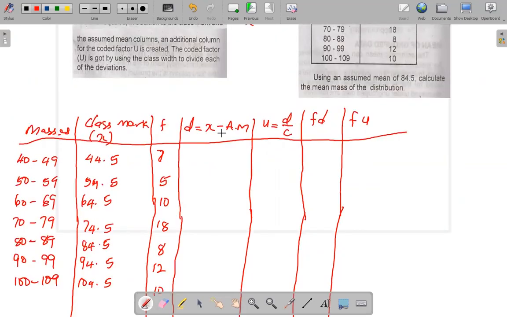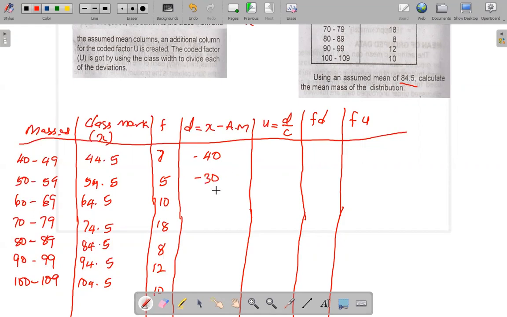Remember that deviation is x minus assumed mean. The assumed mean according to the question is 84.5. We're using an assumed mean of 84.5, calculate the mean mass of the distribution. So D, which is x minus assumed mean, x is this class marks now, 44.5 minus 84.5, that is minus 40. 54.5 minus 84.5 is minus 30.